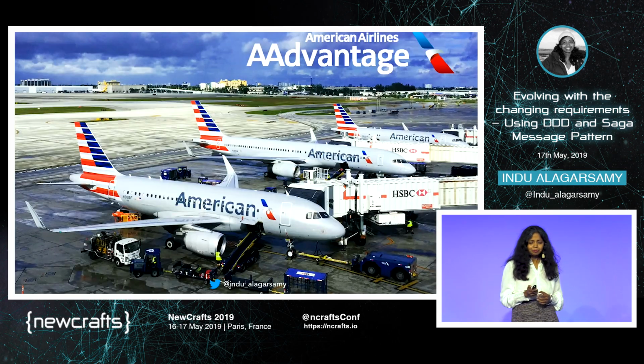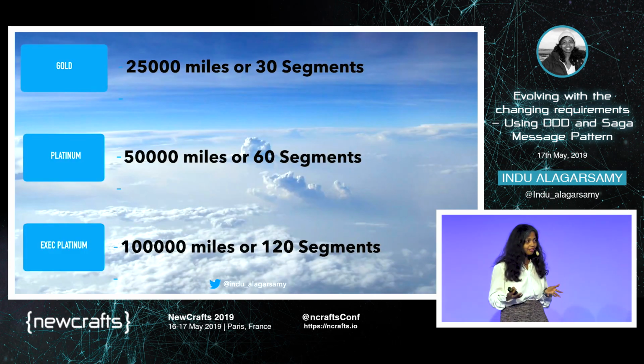I want to take an example of American Airlines, because I have my AAdvantage membership card. When I signed up, the whole idea was, hey, I'm flying, I want to accumulate miles, so eventually I'll get a free ticket. Yay, hooray. So I signed up. And the process for the membership or loyalty program looked like this. I had to fly 25,000 miles or a certain number of segments.